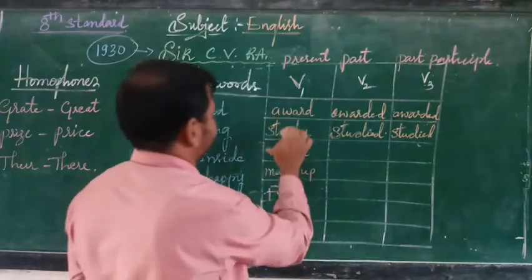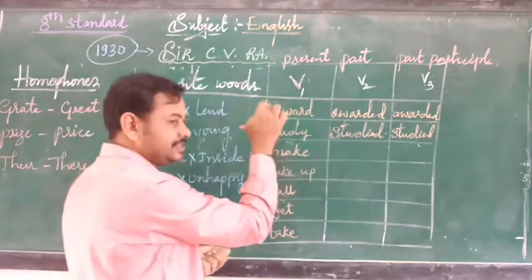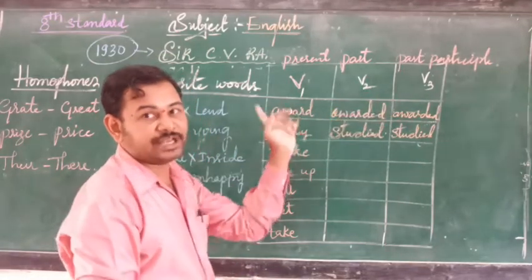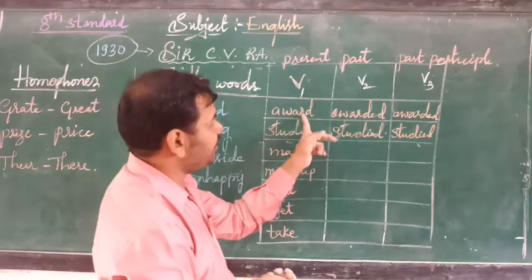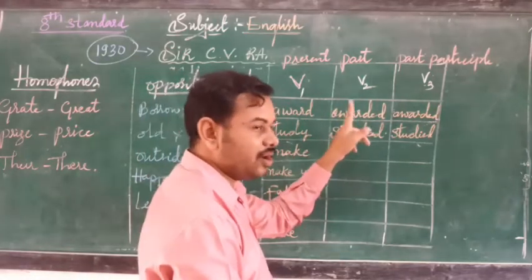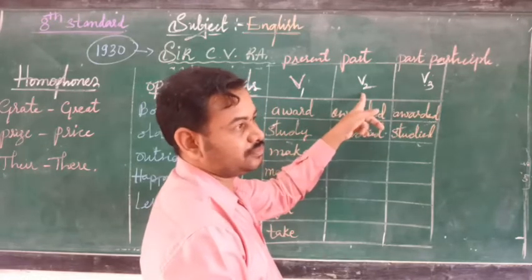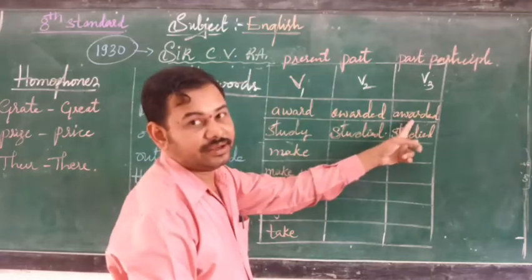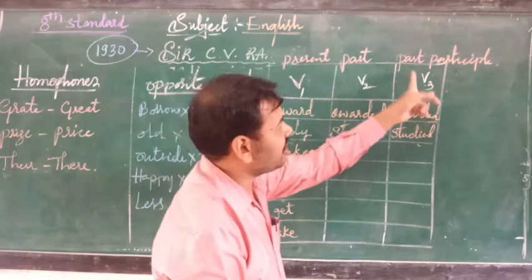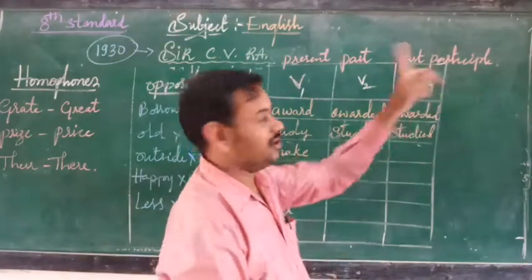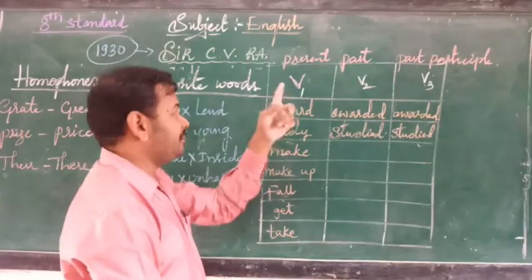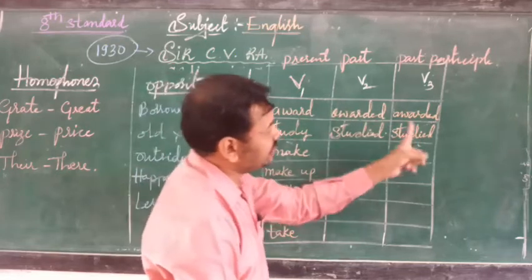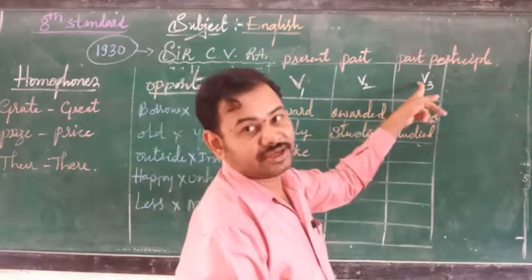Got it? V1, present. Award. See, if it is in present, what will be there in past? How has it been changed? In past tense, award has been changed as awarded. That is V2. Award has been changed as awarded in V3 or past participle. Got it? The next, study. In present, it has been changed as studied in past. It will remain as studied in V3 or past participle.